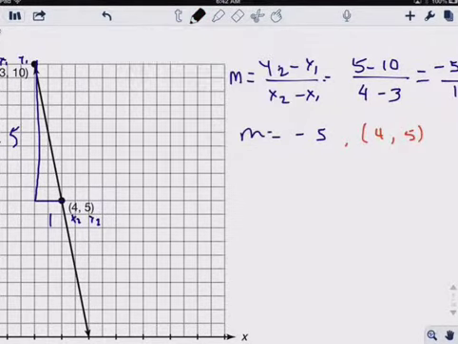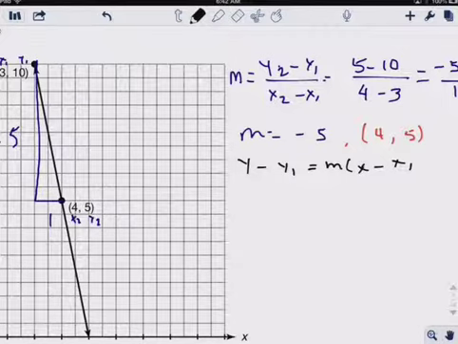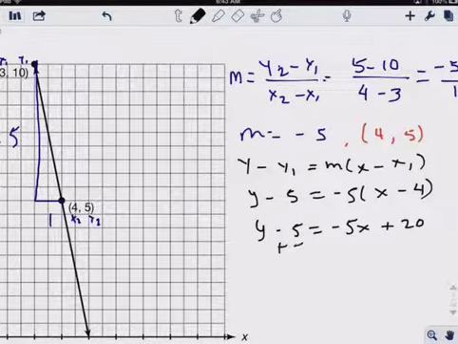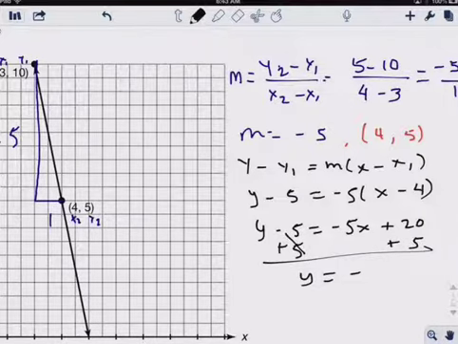So y minus y1 equals m parentheses x minus x1. This is point slope. Y minus 5 equals -5 parentheses x minus 4. Okay, y minus 5 equals -5x plus 20. Add 5, add 5. You get y equals -5x plus 25.